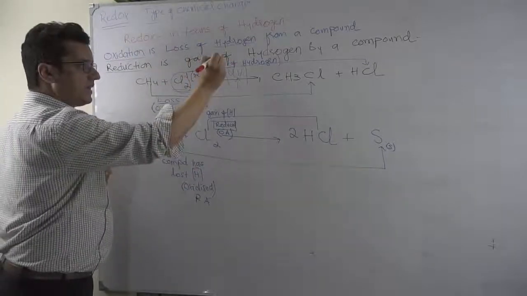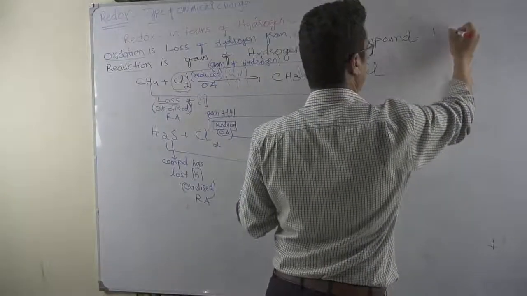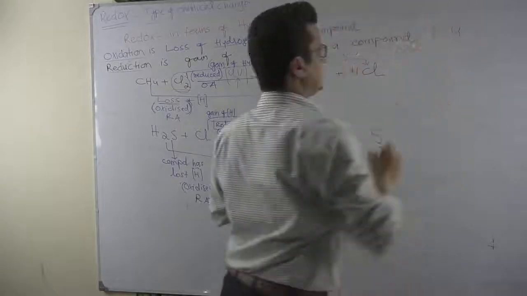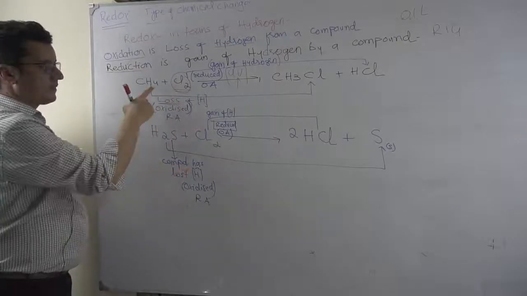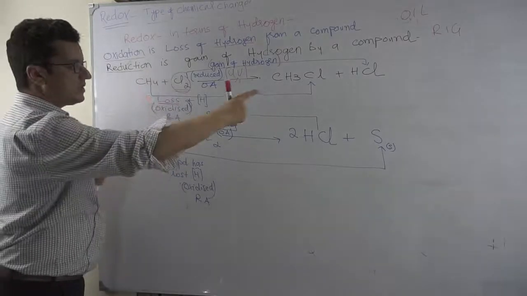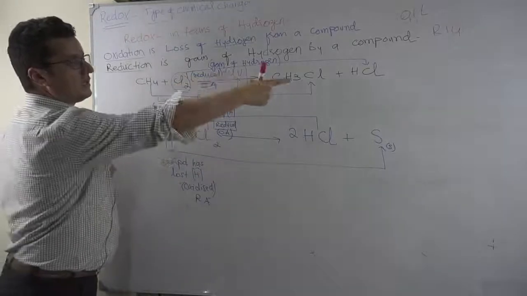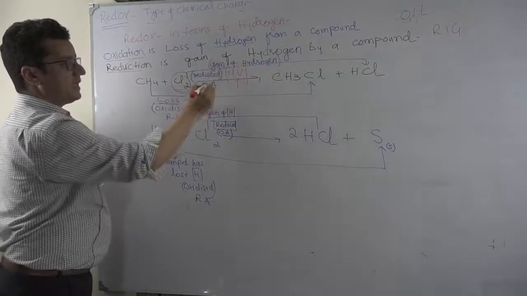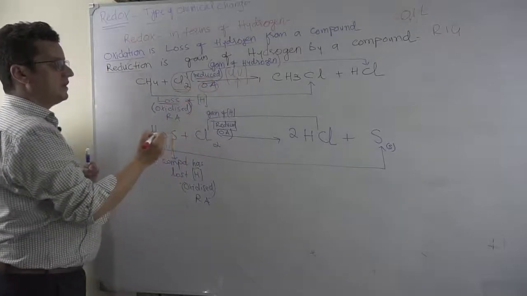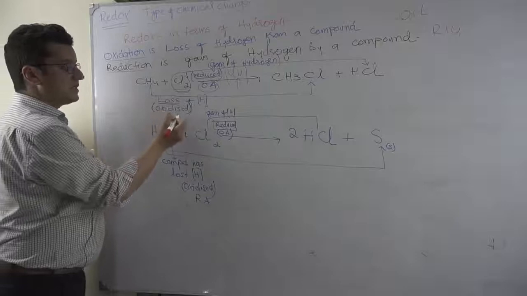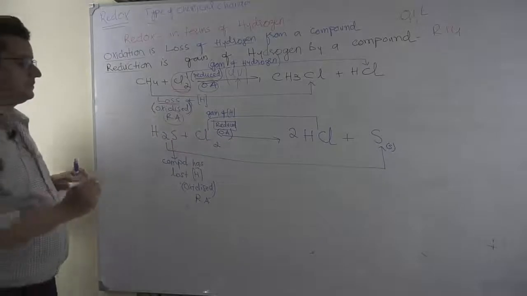It is reduced because of gaining hydrogen. Reduction is gain, oxidation is loss, just like electrons. So reduction is gain of hydrogen. This compound has lost hydrogen, and chlorine has gained hydrogen. So chlorine is reduced, so it's an oxidizing agent. And simultaneously this compound has lost hydrogen, so it is oxidized, and it's a reducing agent.